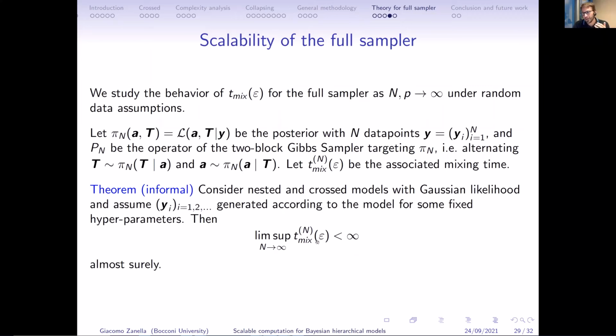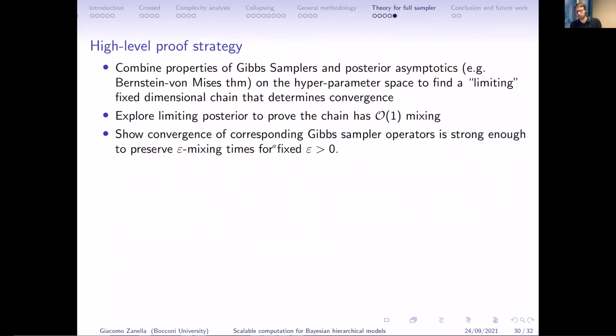So we first take the limit n to infinity, roughly speaking, and we see what are the limiting properties of the posterior and of the Gibbs sampler operator. To do that, we use posterior asymptotics. And obviously that's a bit tricky because you have a high dimensional regime where the dimensionality of the posterior grows, but the Gibbs sampler lends quite naturally to dimensionality reduction techniques. So we are able to do that.